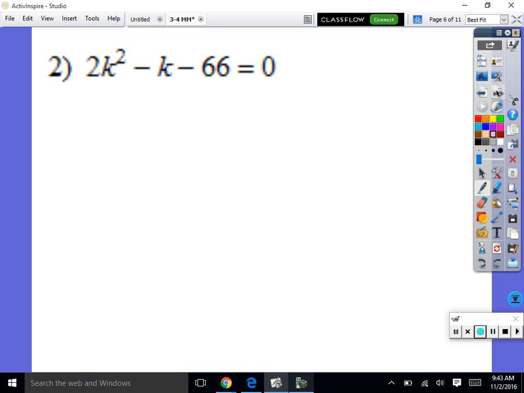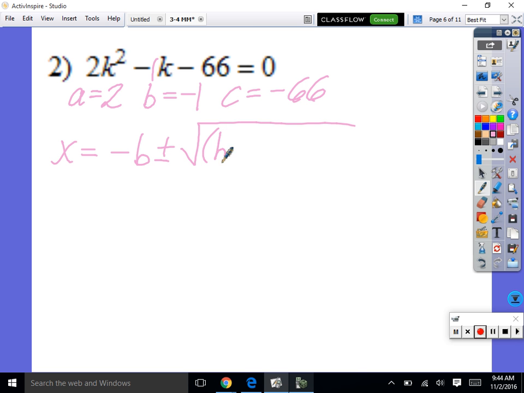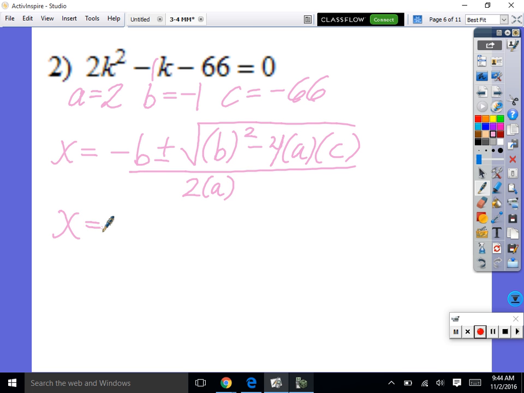Okay, here we go. Number 2, so we have this quadratic that's in standard form. So my A value is 2. Careful here, B value is negative 1, right? And my C value is negative 66. So I'm going to solve with the quadratic formula. x equals negative b plus or minus the square root of b squared minus 4ac all over 2a. Let's plug it in. Here we go. This one will go faster.